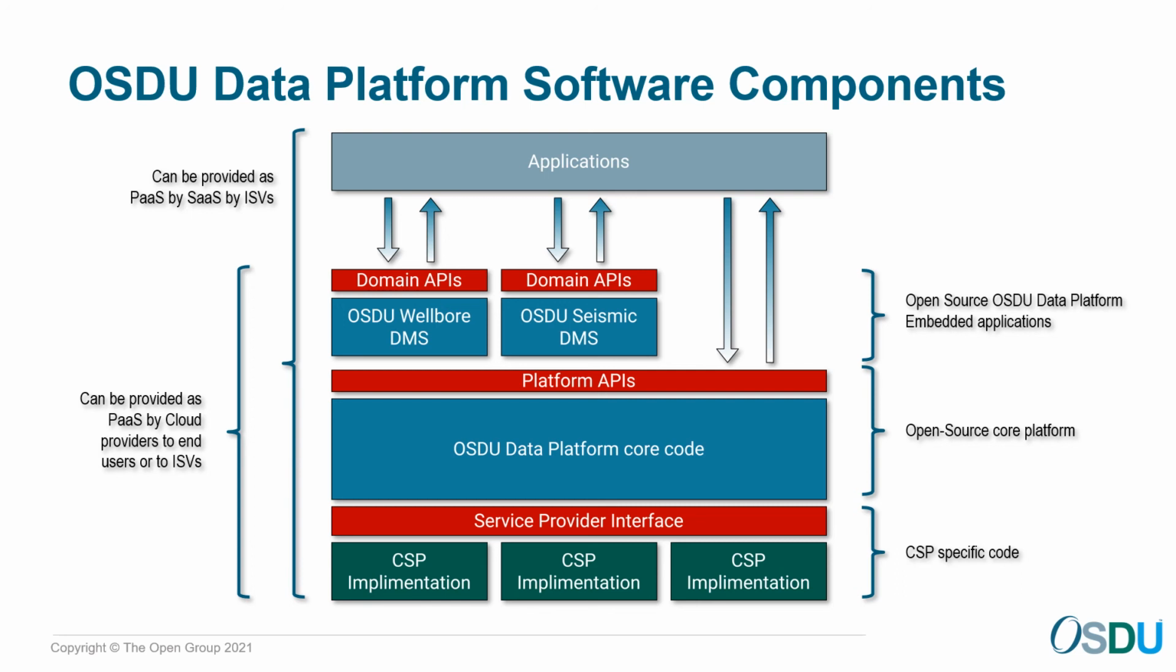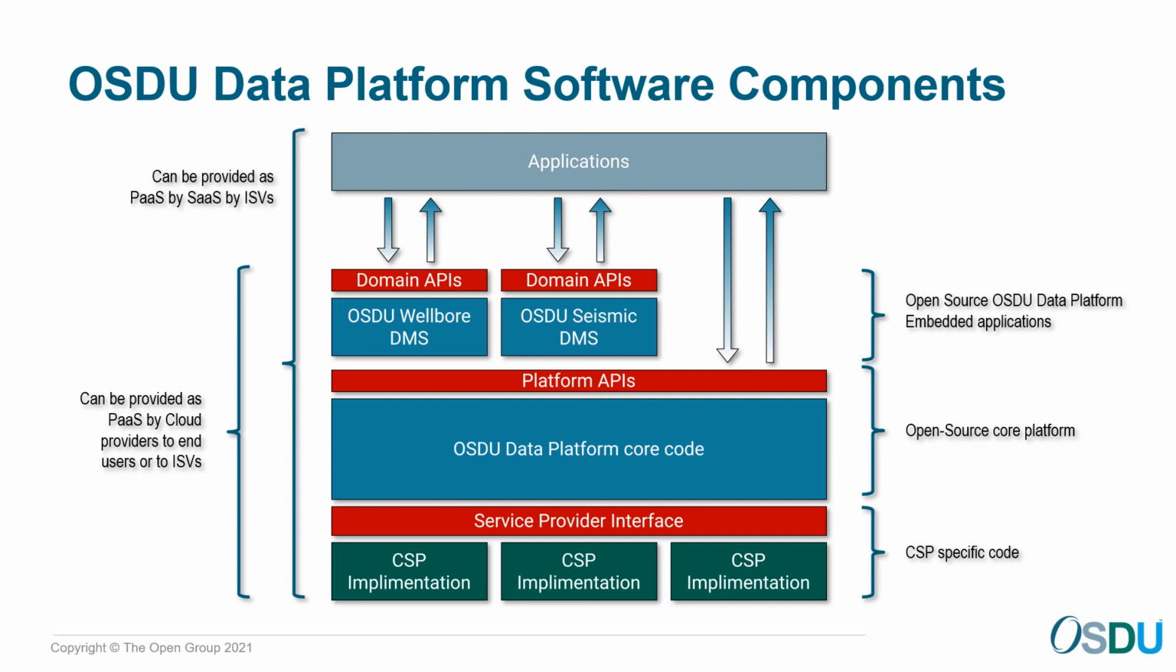On top of the SPI, we have the OSDU Data Platform core code. This is the technology agnostic and the data agnostic code in the platform. So this is where all the core microservices are. All these microservices are exposed through APIs, and on top of these APIs, we have implementations that are optimized for various domains.